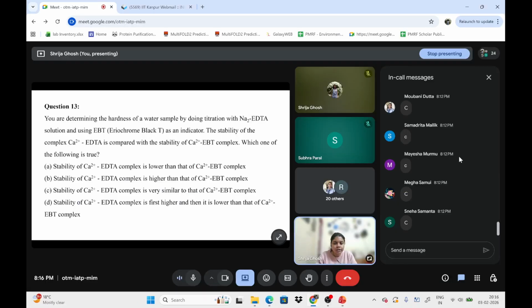So if you know the correct answer, you can tell. This is a titration process. Depending on the binding affinity of calcium ions with EDTA and EBT, the complex of Ca2+ with EDTA and the complex of Ca2+ with EBT are compared, because their binding affinity defines how you will perform the titration. I hope all of you have performed titrations in school, so you must know the principle behind titration.